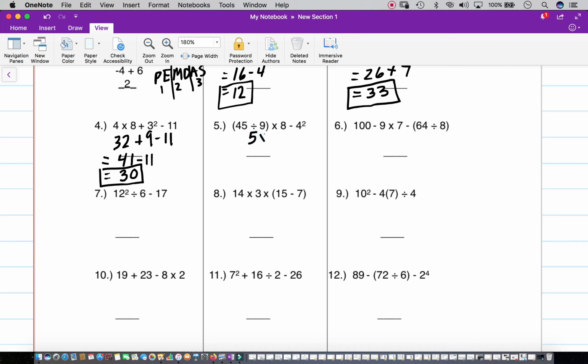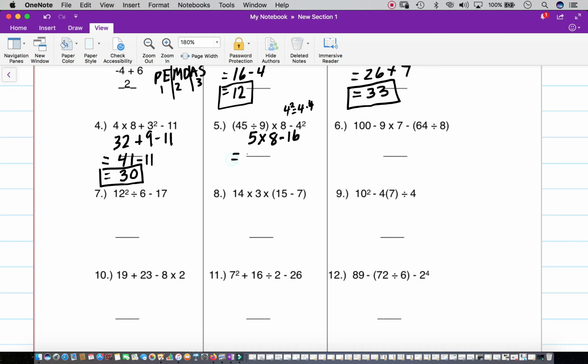Bring the times 8 down because we have an exponent we have to do first. Bring the minus down. Good. And then what's 4 squared? Okay. Remember, 4 squared is the same thing as 4 times 4. So 4 times 4 gives us what? Good, 16.